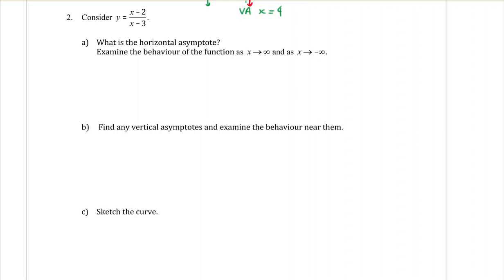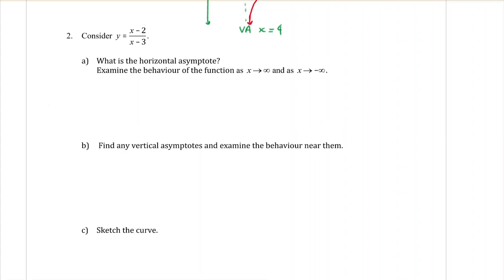A new graph, y equals (x minus 2) over (x minus 3). What is the horizontal asymptote? We're just doing things in a different order here. The horizontal asymptote, remember, is we want to see what is happening as x is approaching positive infinity and as x is approaching negative infinity.